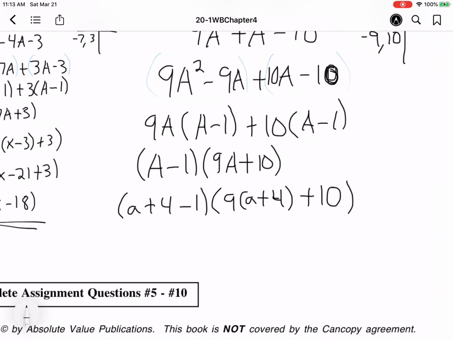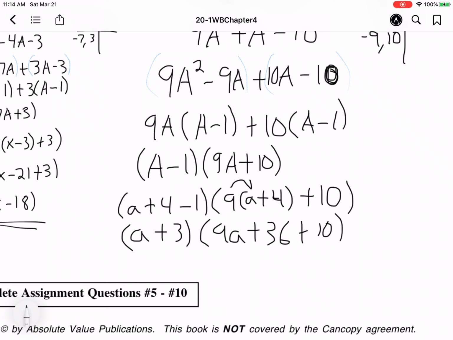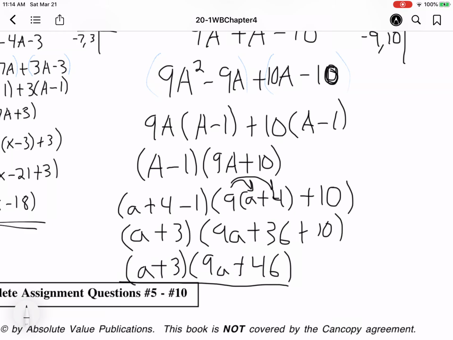This is a plus 4 minus 1, so this is a plus 3. And this one becomes 9a plus 4 times 9, which is 36, plus 10. I just distributed that in. Okay, so our final answer is a plus 3 and 9a plus 46. That's our final answer there.